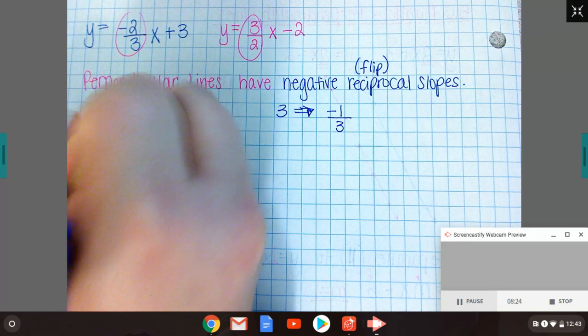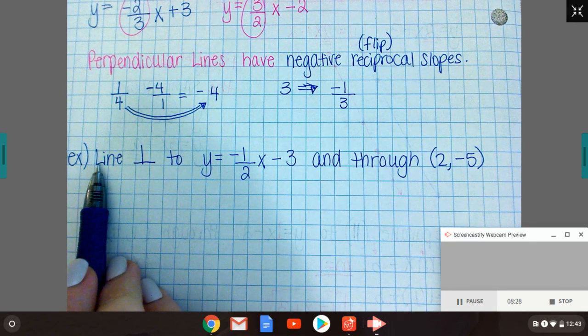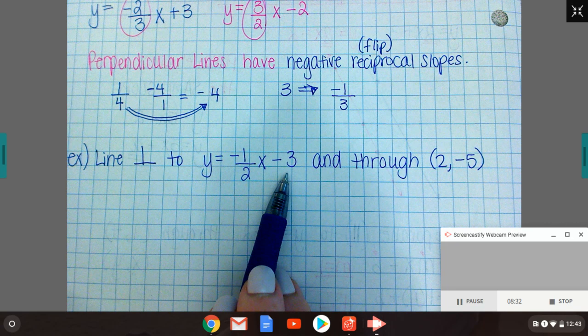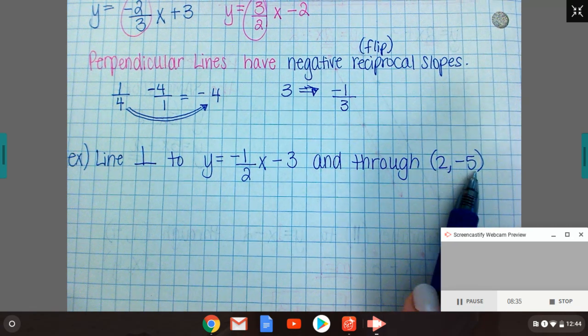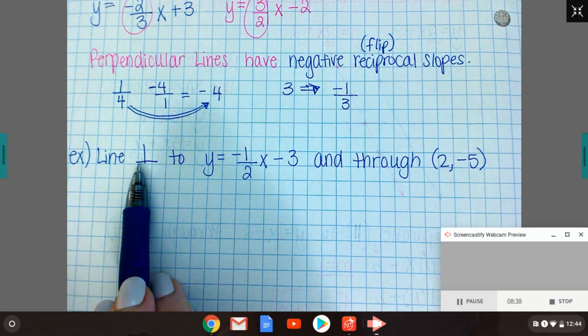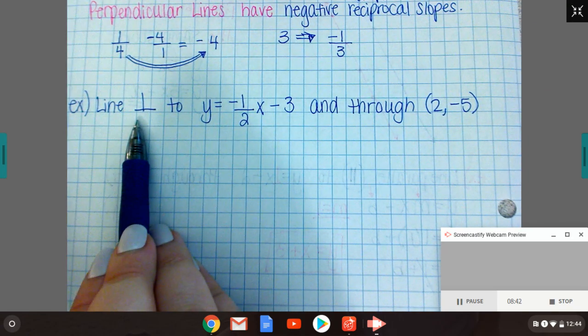Let's do one more example then, and we'll call it a day, similar to the last one we did. So say we're looking for a line perpendicular to the line y equals negative 1/2 x minus 3, and through the point (2, negative 5). First notice I threw a symbol in there for you again. This is the symbol for perpendicular to. It looks like a perpendicular line, so that's helpful. It's an upside down big T.